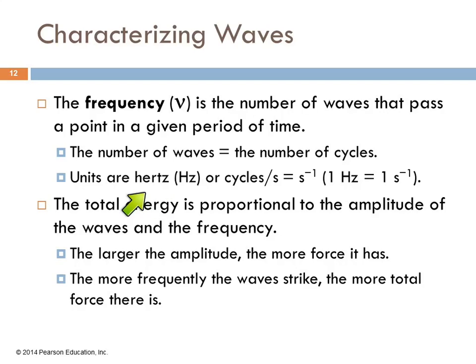Now you maybe have heard of hertz. Electricians use it. You have 60 hertz or 50 hertz. It's cycles per second, and sometimes it's just written per second. It's whatever you're looking at. How many times does it happen per second? So 1 hertz is 1 per second. The total energy in this electromagnetic radiation is proportional to the amplitude, and to the frequency.